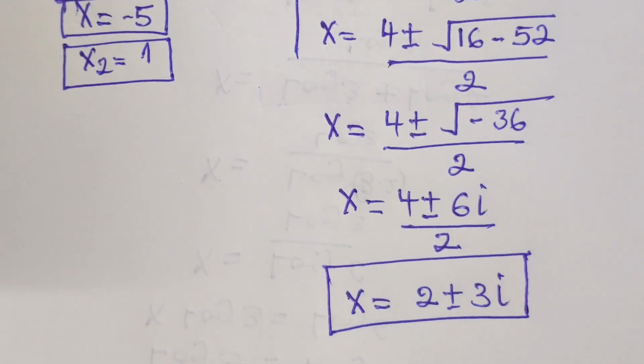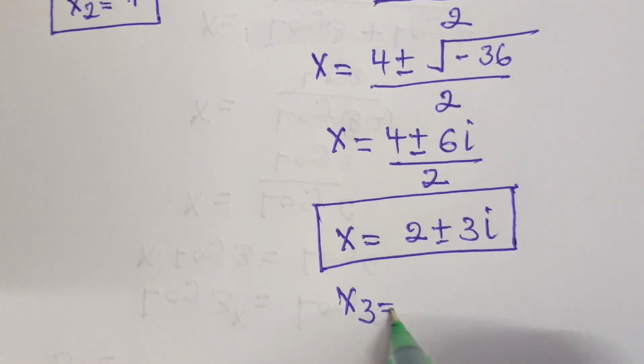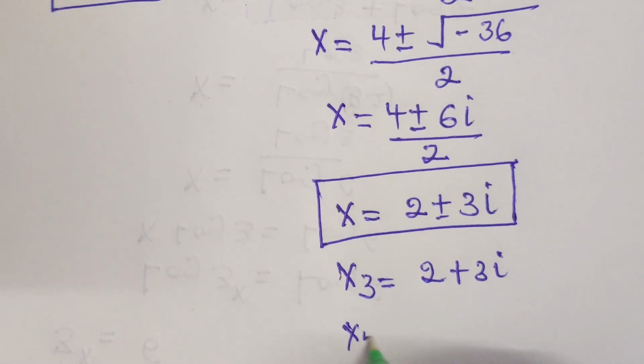So here x3 equals 2 plus 3i, whereas x4 is equal to 2 minus 3i.